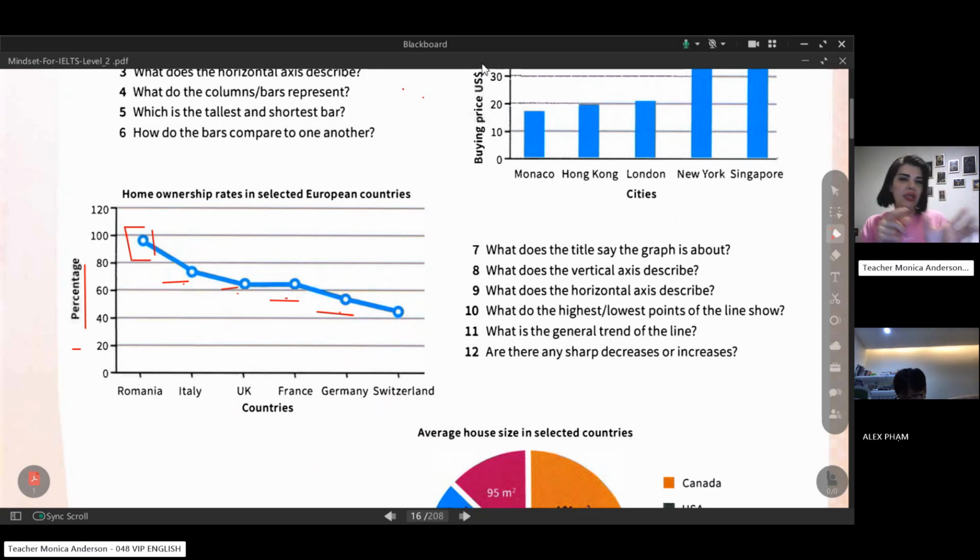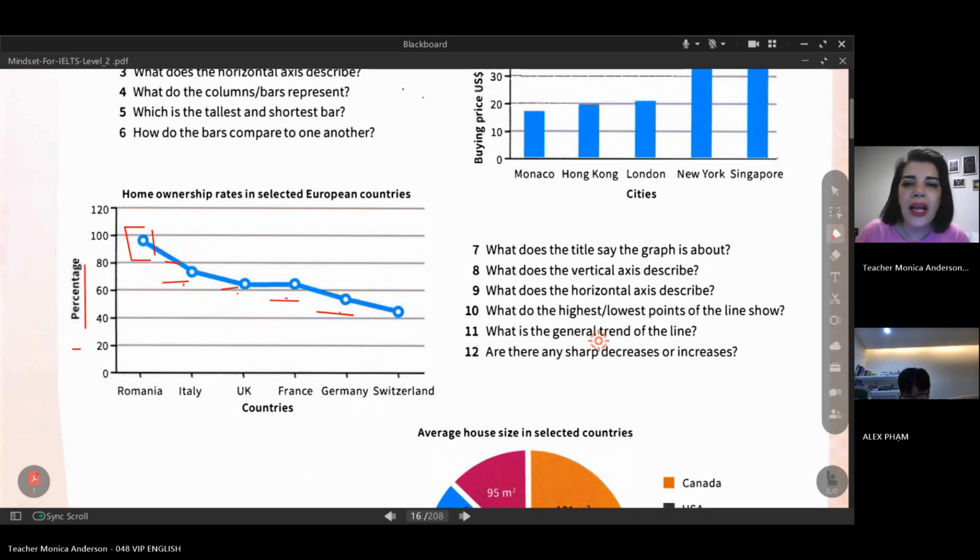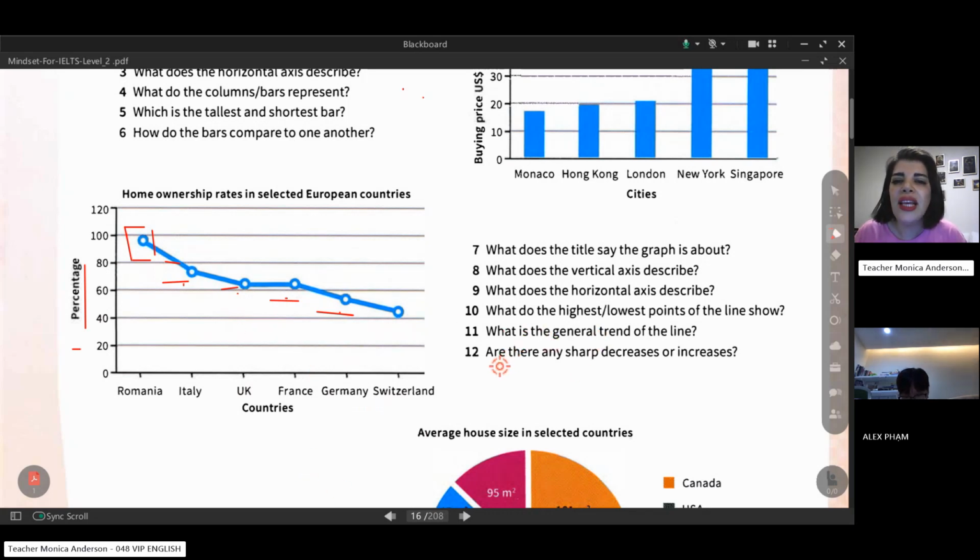Something that we can see when I look at this graph, I can see that most of the countries have the same figures, numbers. It's about 80% to 60 and 40. So we have a decrease step by step. Okay. And the next one, are there any sharp decreases or increases?